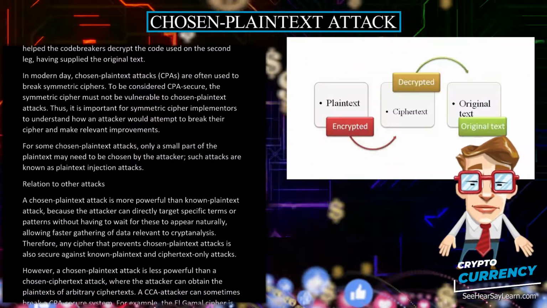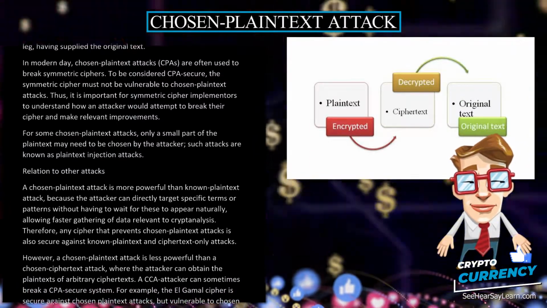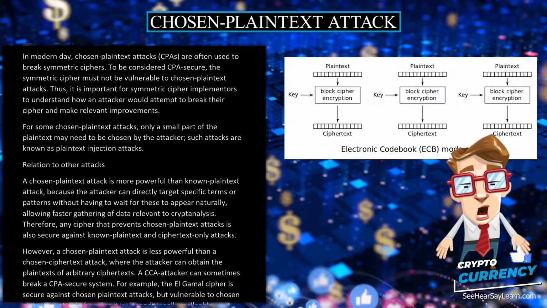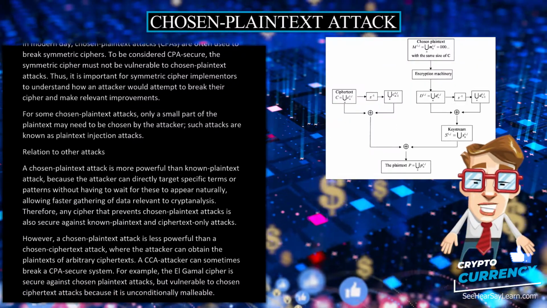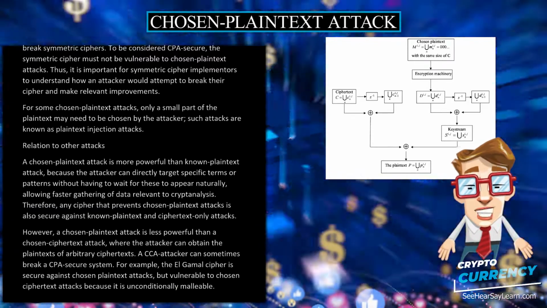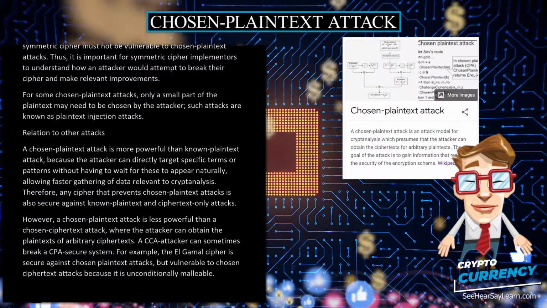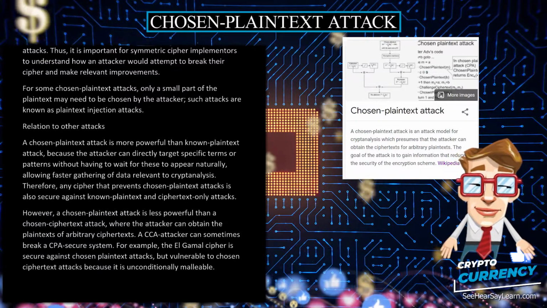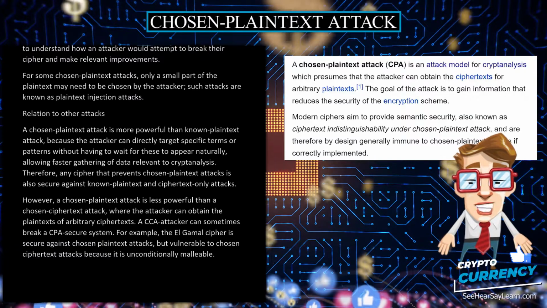However, a chosen plaintext attack is less powerful than a chosen ciphertext attack, where the attacker can obtain the plaintexts of arbitrary ciphertexts. A CCA attacker can sometimes break a CPA-secure system. For example, the ElGamal cipher is secure against chosen plaintext attacks, but vulnerable to chosen ciphertext attacks because it is unconditionally malleable.